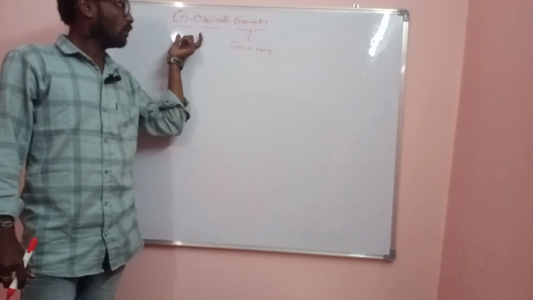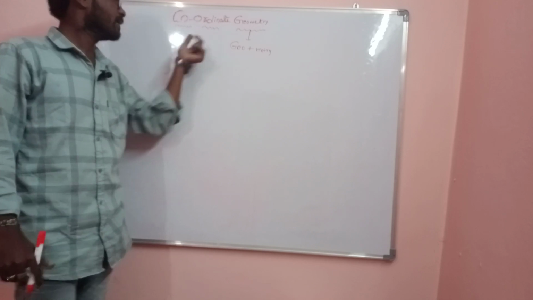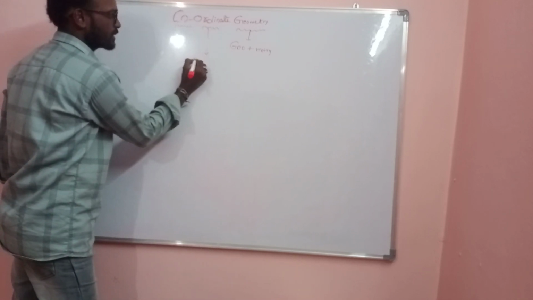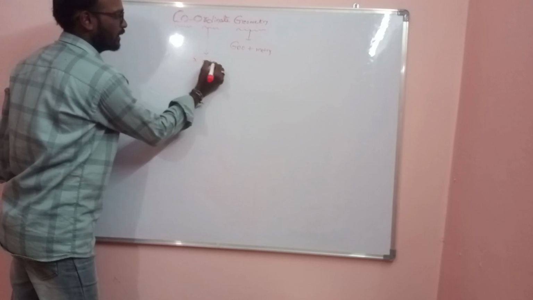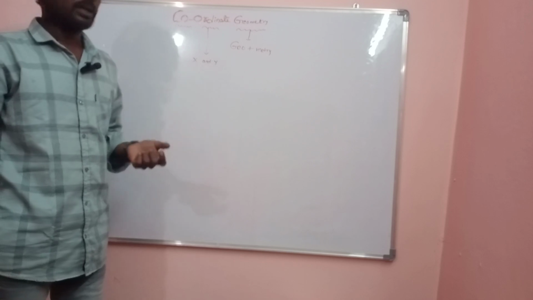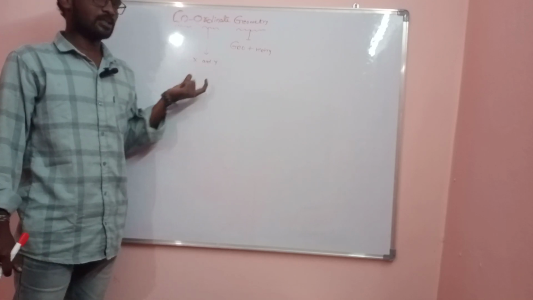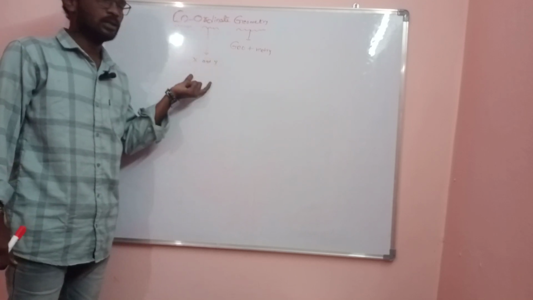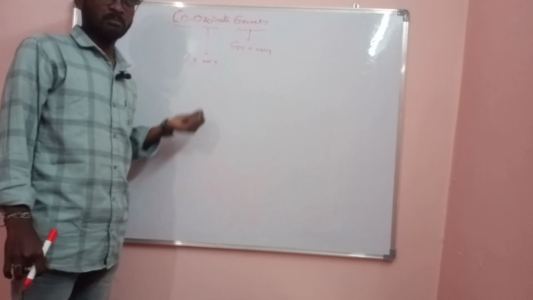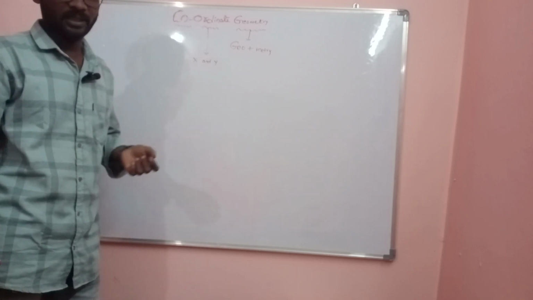Now, coordinate geometry. Ordinate means x and y. The pair of x and y is called coordinate geometry. Here we can learn some important formulas of coordinate geometry.